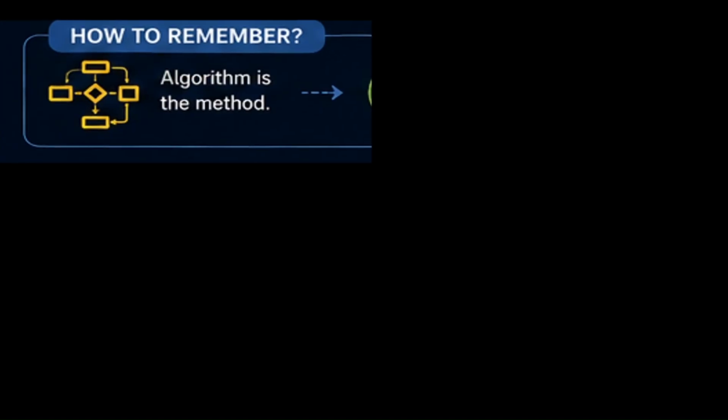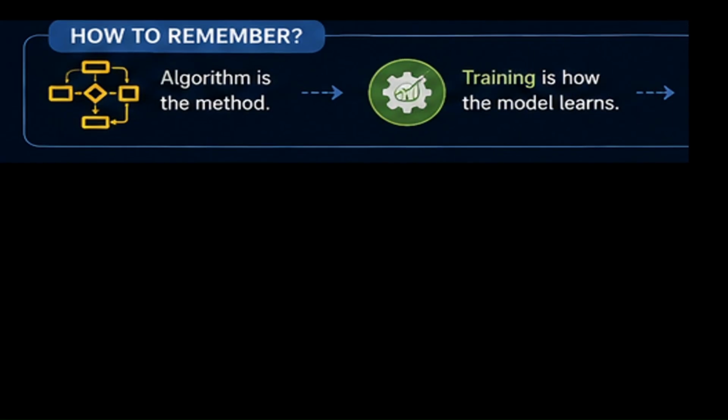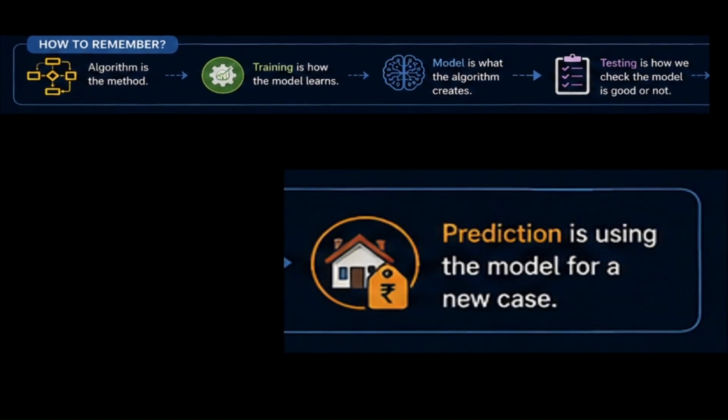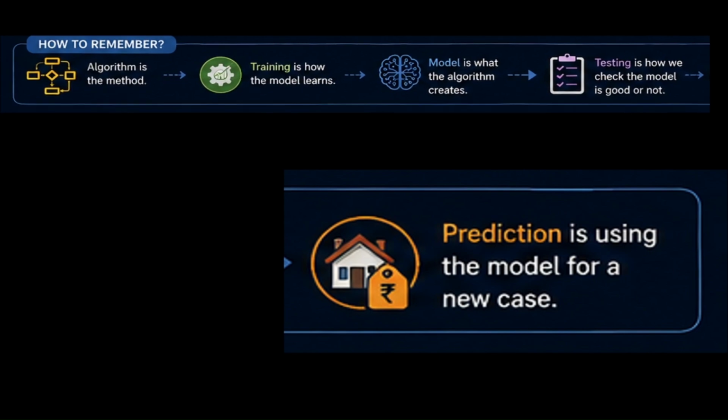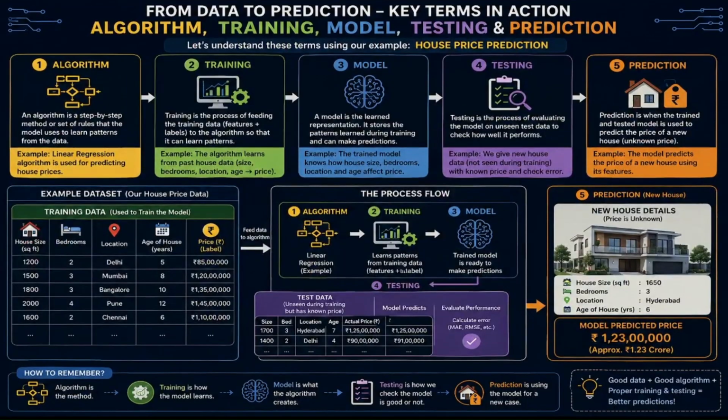An easy way to remember these five terms: algorithm is the method, training is the learning process for the algorithm, model is what the algorithm learns or produces after training, testing is how we check whether the model performs well on unseen data, and prediction means using the trained model for a new case. So these are five terms: algorithm, training, model, testing, and prediction.